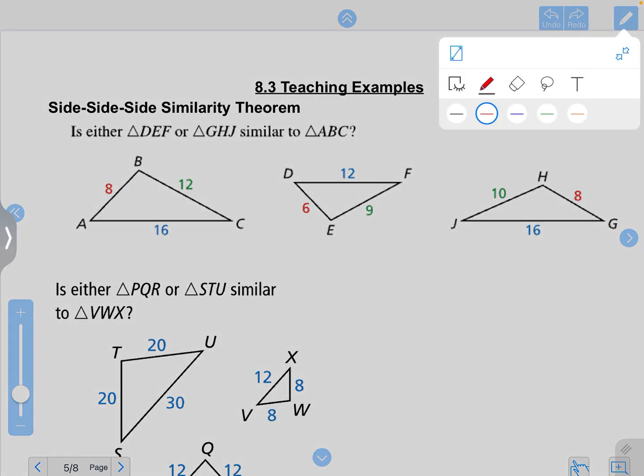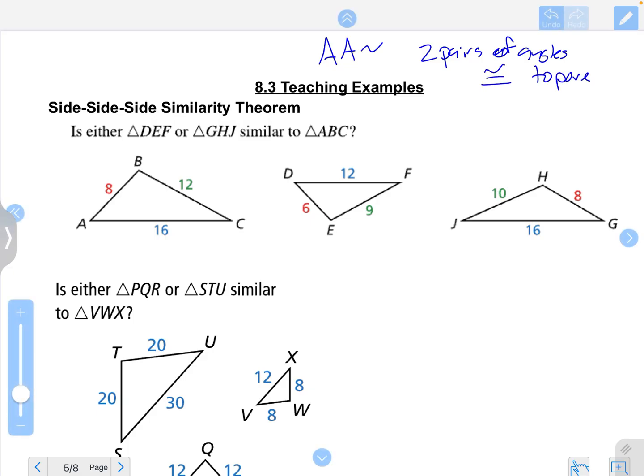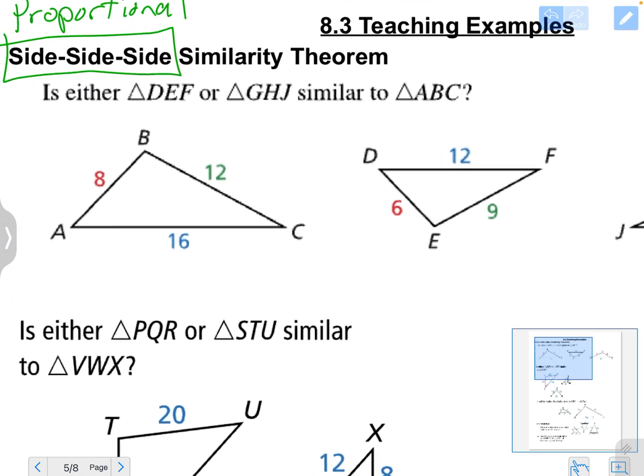So the last set of notes we did angle similarity, which meant that two pairs of angles needed to be congruent to prove similarity, AA similarity. So today we're going to do side similarity. Remember that when we do similarity, sides need to be proportional. So we're going to look at these two triangles here.